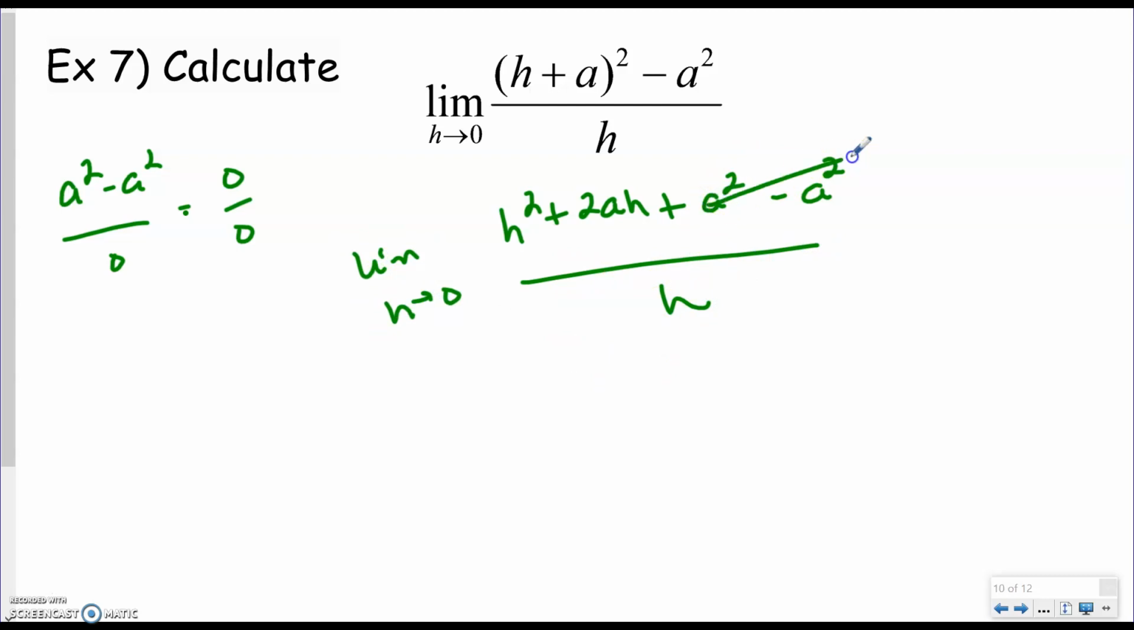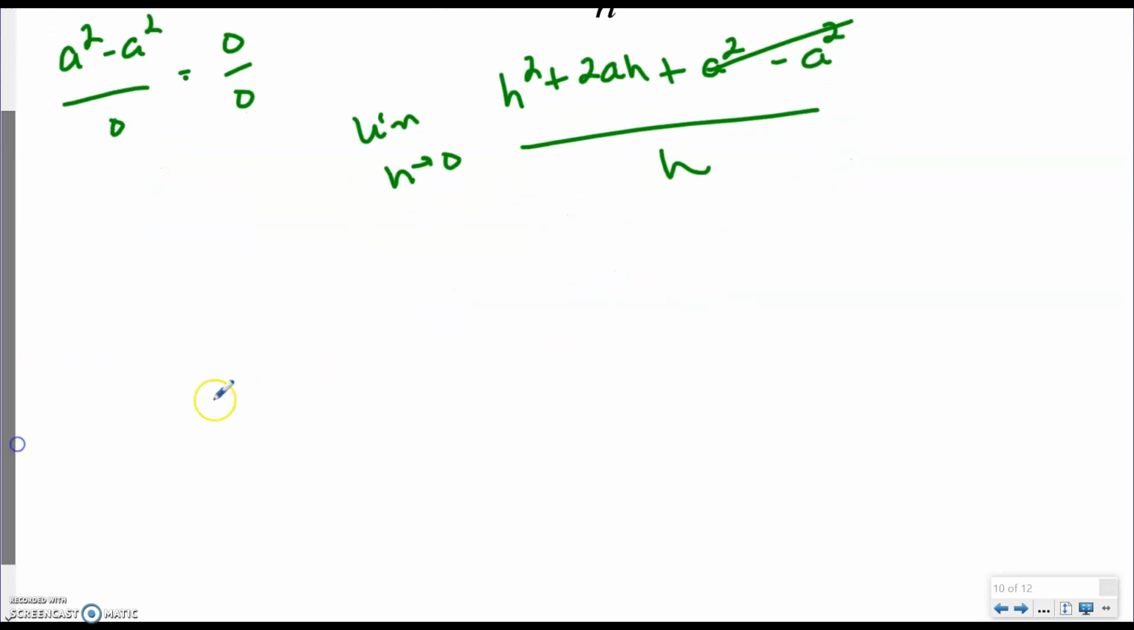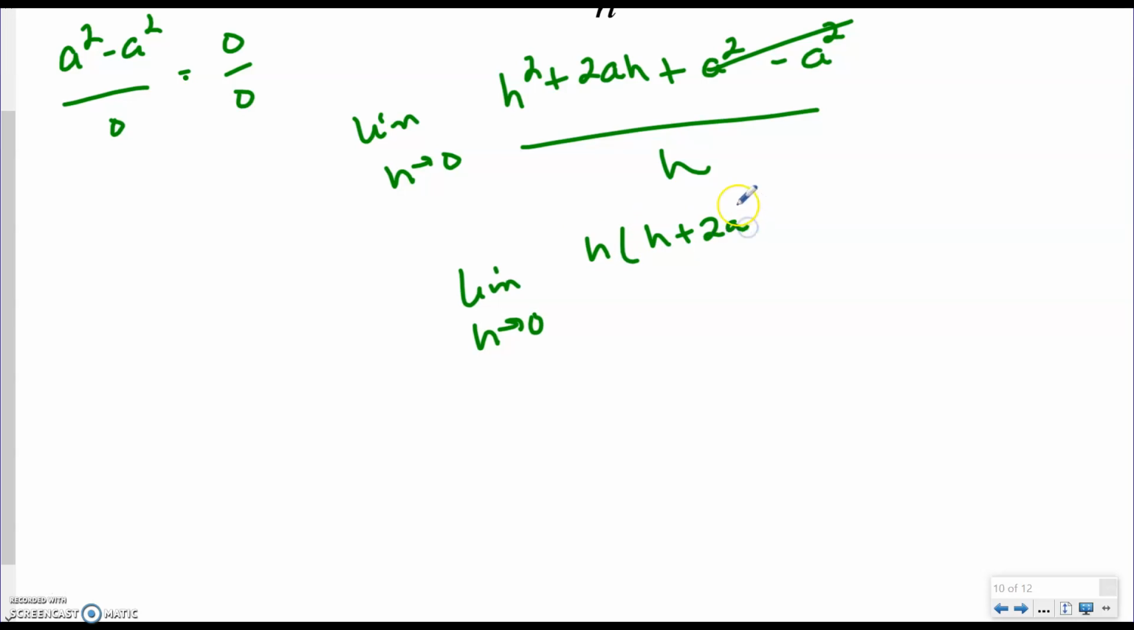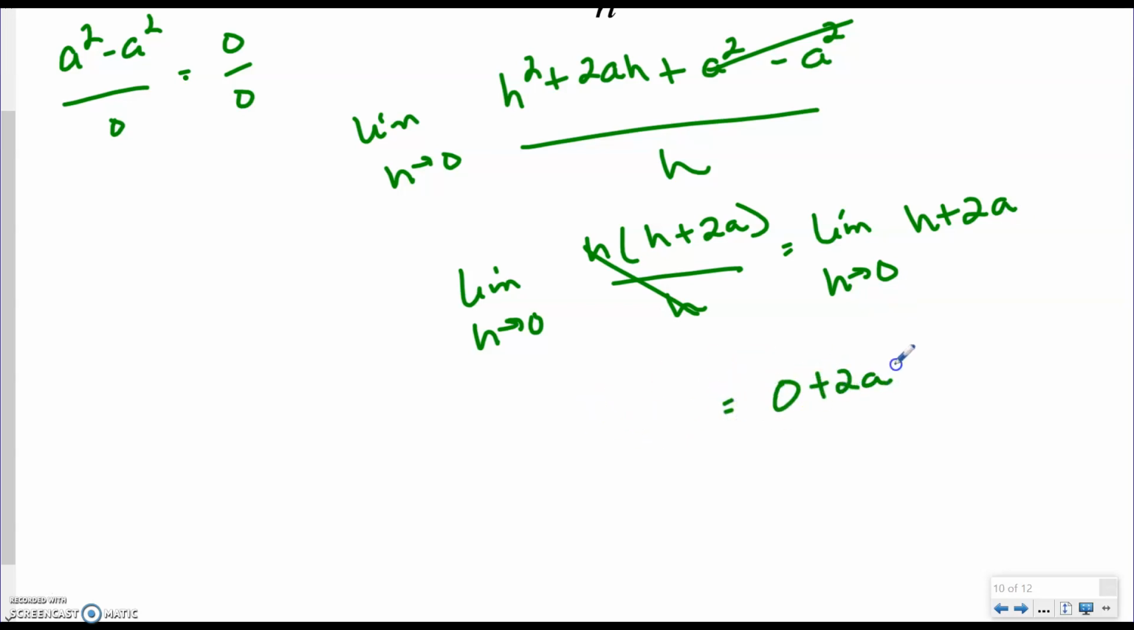And I'm going to simplify, so this simplifies. And I'm going to factor out an h. So I have h plus 2a in the numerator, and then the h in the denominator will cancel. So when I substitute this, I end up getting 0 plus 2a, which is just 2a. Okay. That's it for algebraic manipulation.